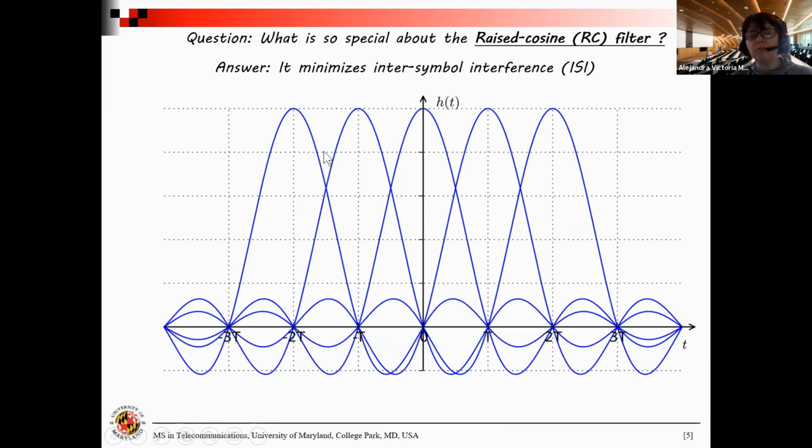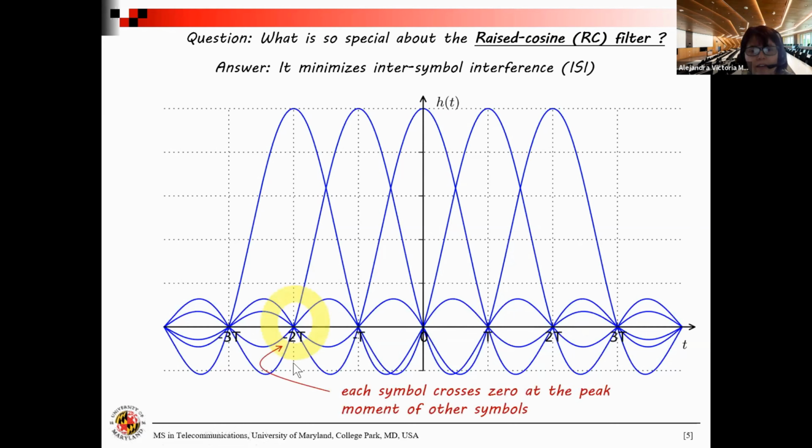Let's put several symbols, one after the other, at one symbol distance from each other. So here's one symbol centered at 0, and the next symbol is centered at 1 symbol interval. And look at what happens. Exactly at the point where this peak is maximum, this other peak drops to 0. Indeed, for every symbol, you're going to find that where the peak is maximum, all the other symbols are exactly crossing 0. And that's the very special property of the raised cosine filter.